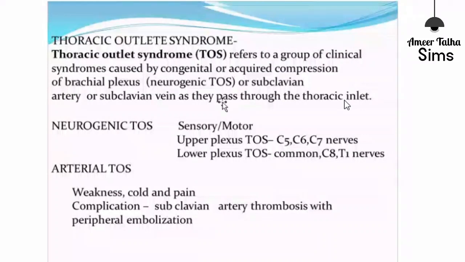This will lead to the neurogenic thoracic outlet syndrome. And if there is compression of the vascular structures, including the subclavian artery or the subclavian vein, this will lead to the arterial thoracic outlet syndrome. And this will lead to symptoms of vascular conditions like weakness, cold, and pain. One of the complications of thoracic outlet syndrome is subclavian artery thrombosis, which leads to peripheral embolization. This is one of the complications of the arterial thoracic outlet syndrome.